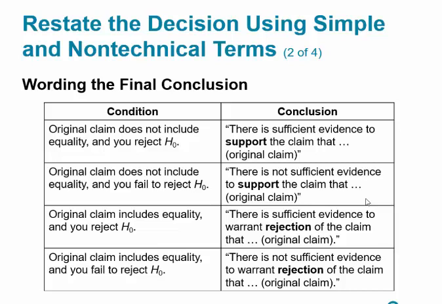Condition: original claim includes equality and you reject the null hypothesis: there is sufficient evidence to warrant rejection of the claim. And then the last one: original claim includes equality and you fail to reject the null hypothesis: there is not sufficient evidence to warrant rejection of the claim. So we always write it in terms of the alternative hypothesis.